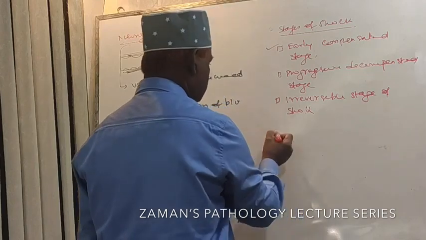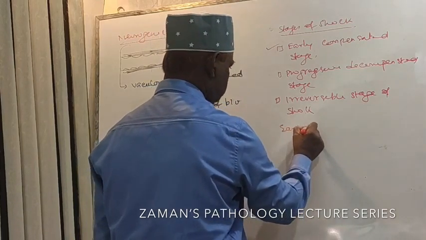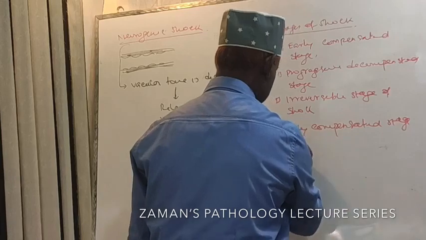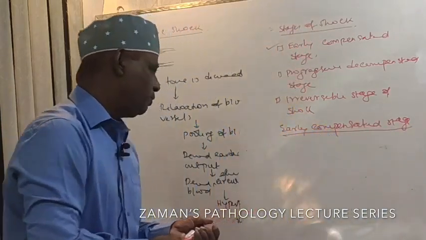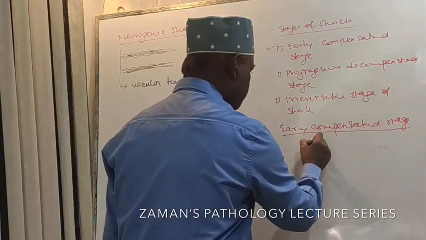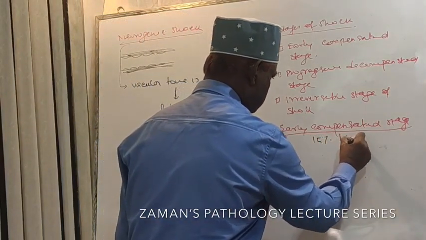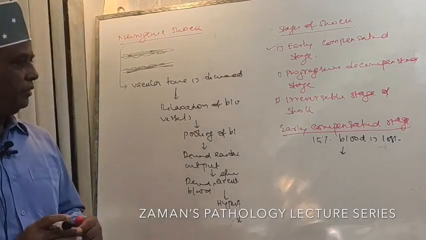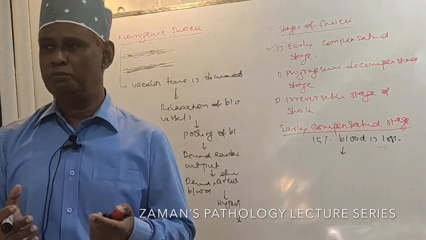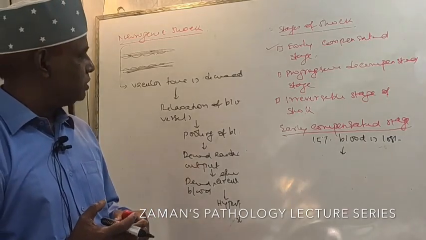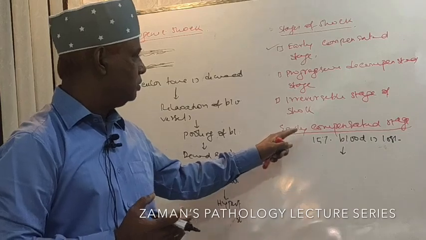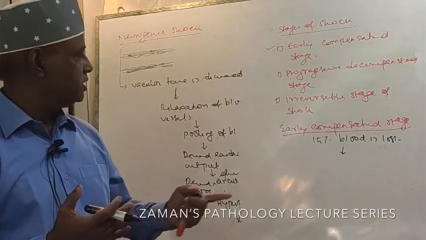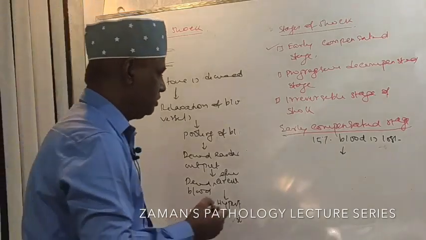Now come to the first, early compensated stage. Dear audience, suppose 15% blood is lost. If 15% blood is lost, there is definitely hypovolemia. There is reduction of blood volume. In this stage, what happens to compensate this loss of blood and to recover from the shock? This is the early compensated stage. What happens? The mechanism.